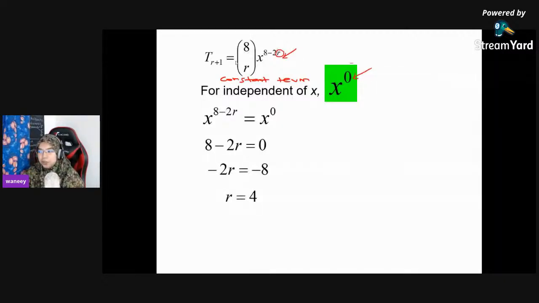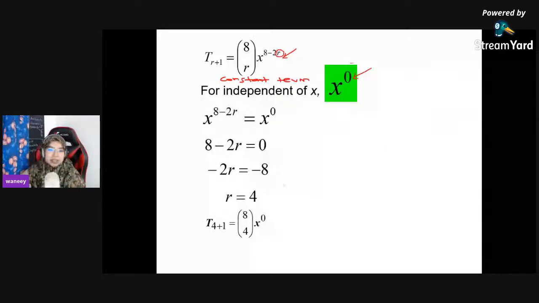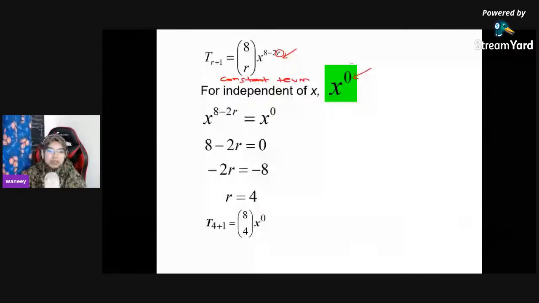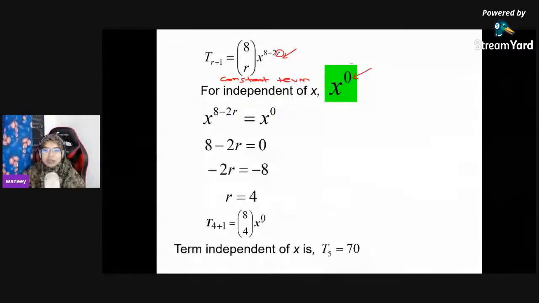So substitute with r equal to 4. You are going to get T(4+1), 8Cr, so 8C4, and then of course x to the power of 0. So simply use the calculator. The term independent of x is the fifth term, which is actually equal to 70. So that is the term independent of x, 70.